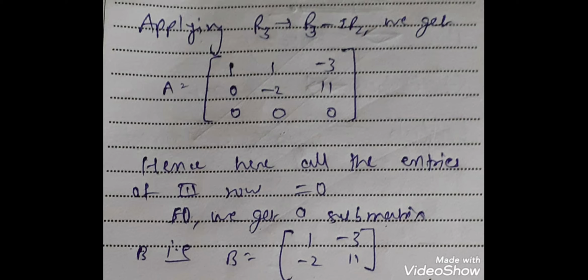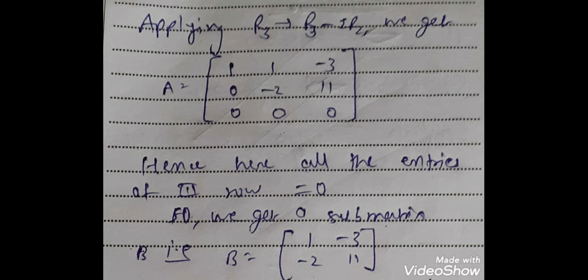So if we multiply the second row by minus 2 and add into the third row, then all the elements of the third row will be 0. So here we apply the operation r3 minus 2 r2, and by applying this elementary operation we get all the entries of the third row as 0, which means we can cancel the third row from the given matrix.